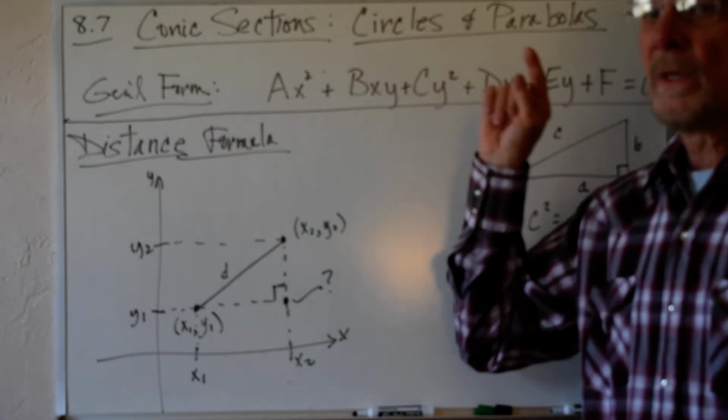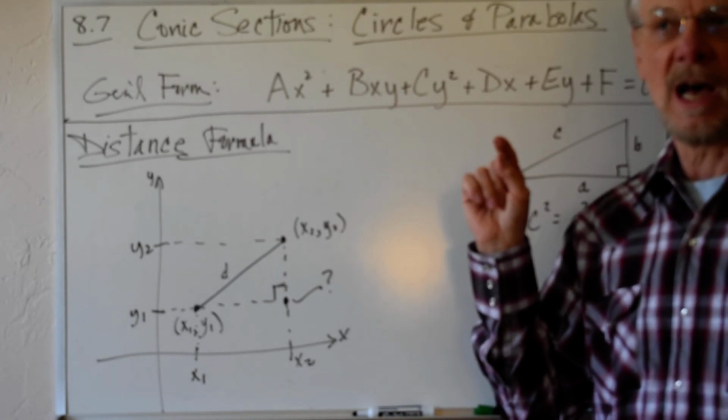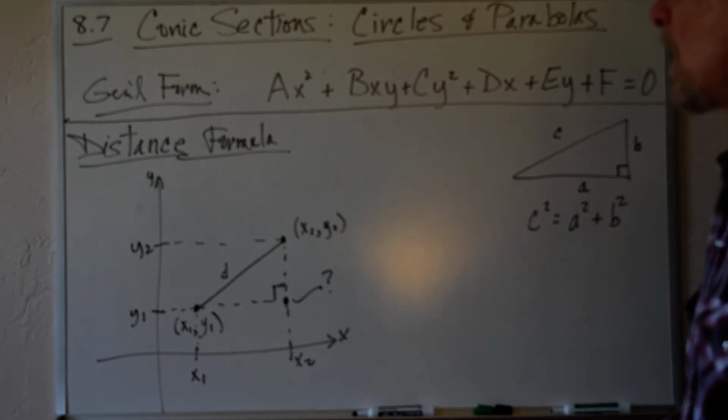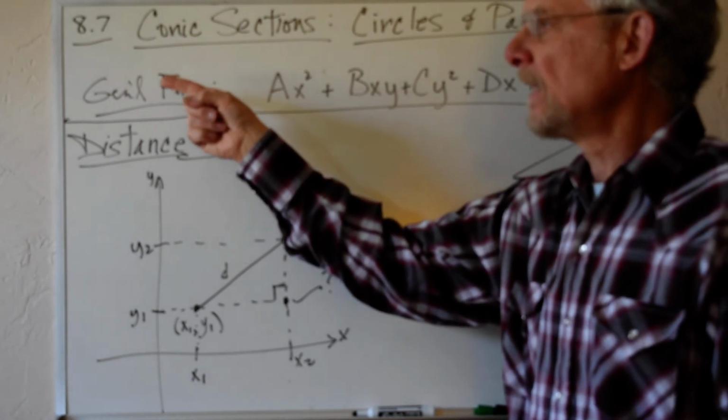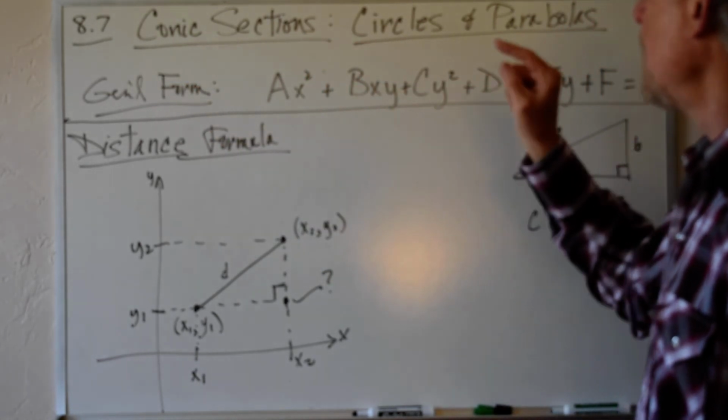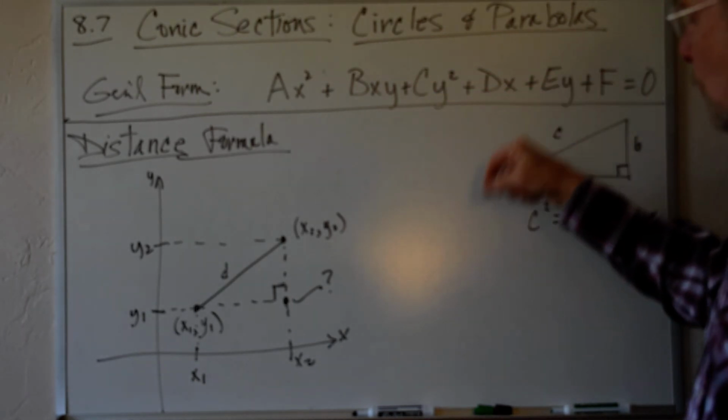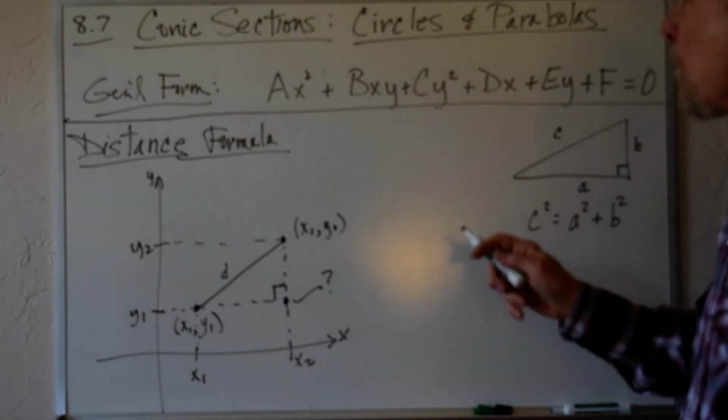Today we are going to cover our final topic in the course. The final topic is conic sections. So we'll cover 8.7 and 8.8. 8.7 covers circles and parabolas.